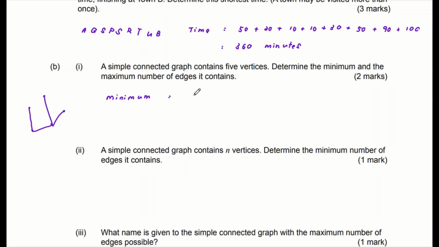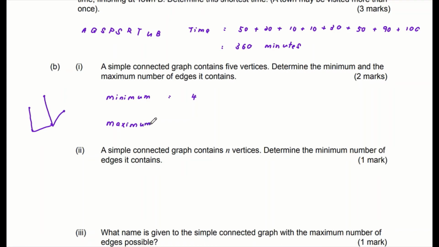So by using only 4 edges, I am able to connect all the vertices together. Then the maximum number of edges will be in the case where you have a complete graph, because in this case you are talking about a simple graph, right? So it cannot have any multiple edges. Then the maximum should be equal to a complete graph.